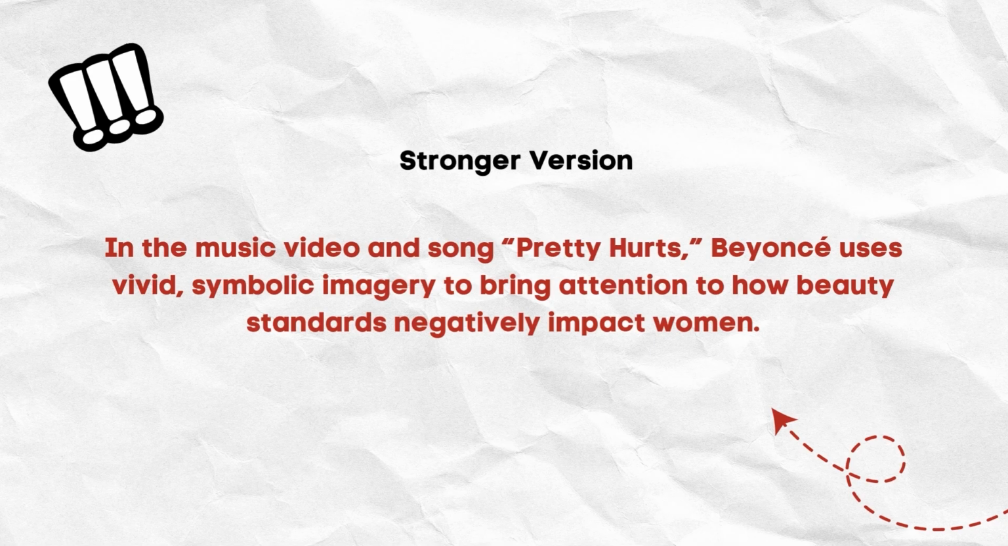Now look at the stronger version. In the music video and song Pretty Hurts, Beyonce uses vivid, symbolic imagery to bring attention to how beauty standards negatively impact women. This thesis is much more effective. It's specific, naming both the video and the song, and it takes a clear position by explaining the use of symbolic imagery. It also presents a debatable claim, the idea that beauty standards negatively impact women, which the essay can explore in detail. This stronger thesis gives your writing focus and makes your argument clear from the start.